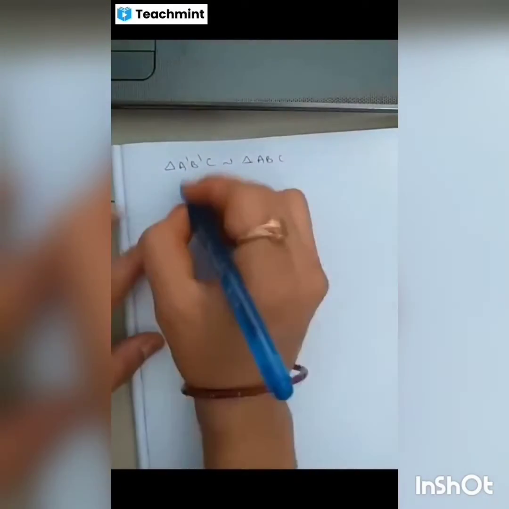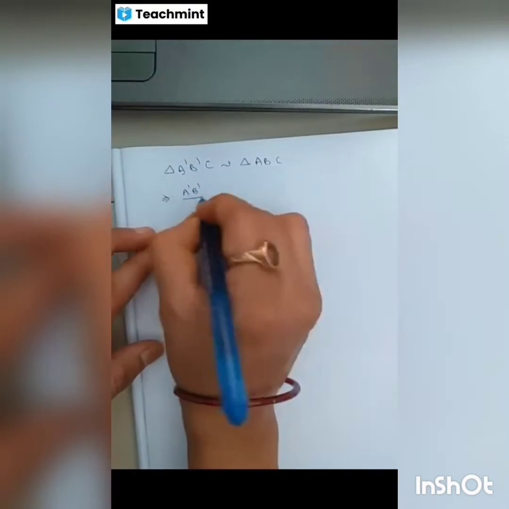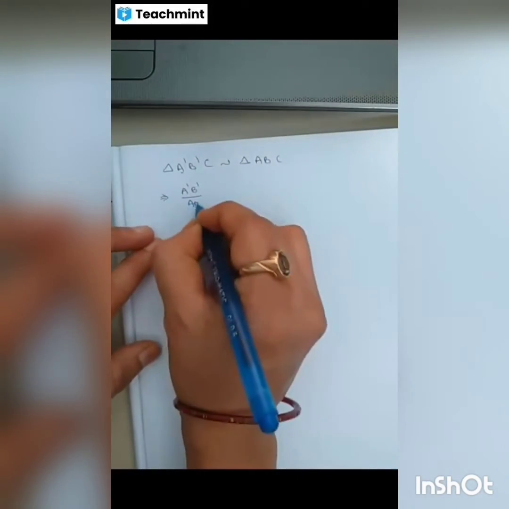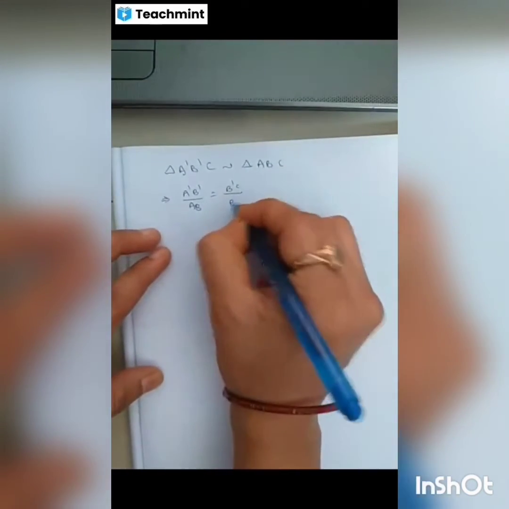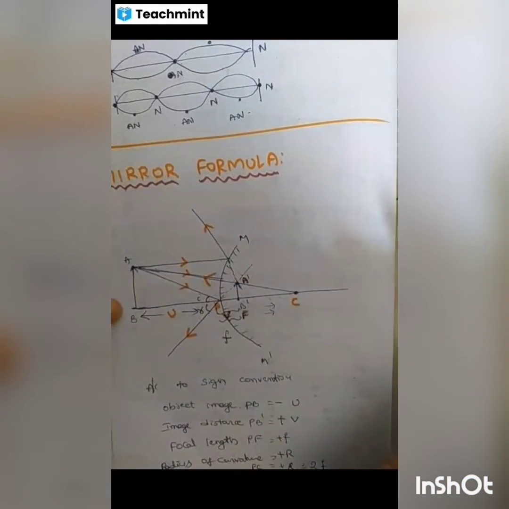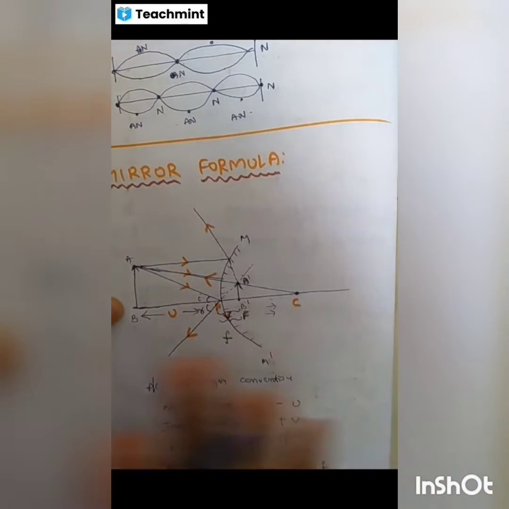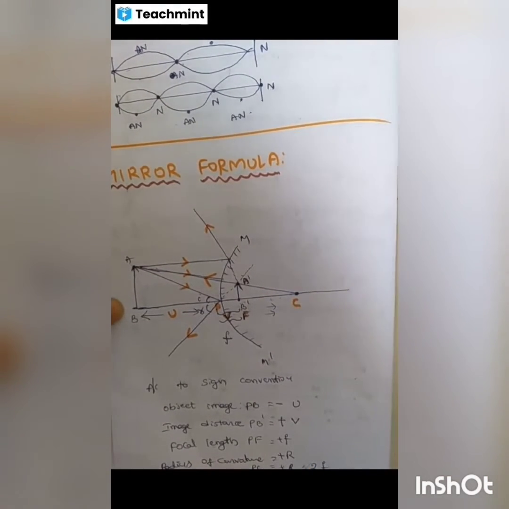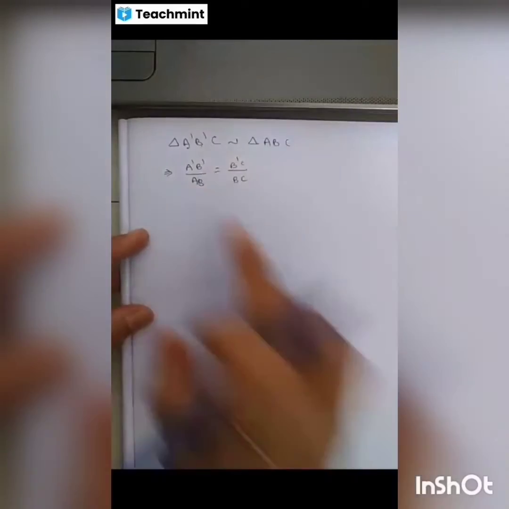If the triangles are identical, from the formulas of triangles we can write A dash B dash by AB, which is equal to B dash C by BC. But what is A dash B dash? We don't know. Even AB we don't know. So we'll take this one, A dash B dash by AB.